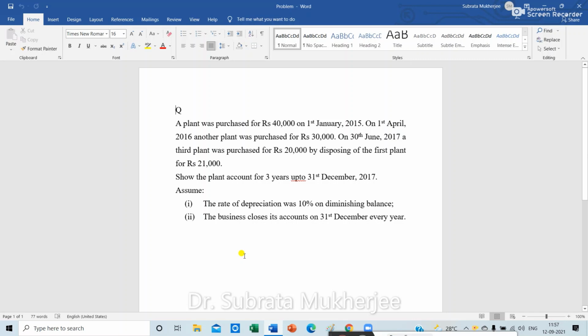A plant was purchased for rupees 40,000 on 1st January 2015. On 1st April 2016, another plant was purchased for rupees 30,000. On 30th June 2017, a third plant was purchased for rupees 20,000 by disposing of the first plant for rupees 21,000. Prepare the plant account for 3 years up to 31st December 2017. Assume the rate of depreciation was 10% on diminishing balance. The business closes its accounts on 31st December every year.